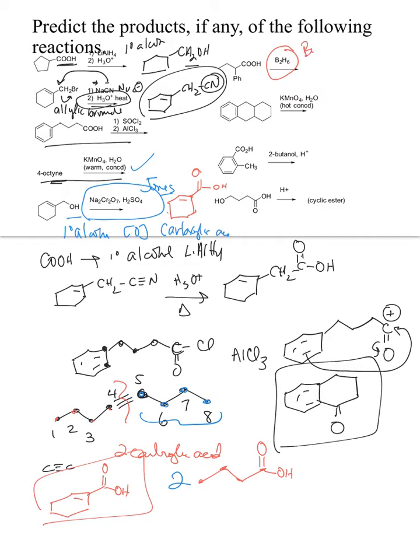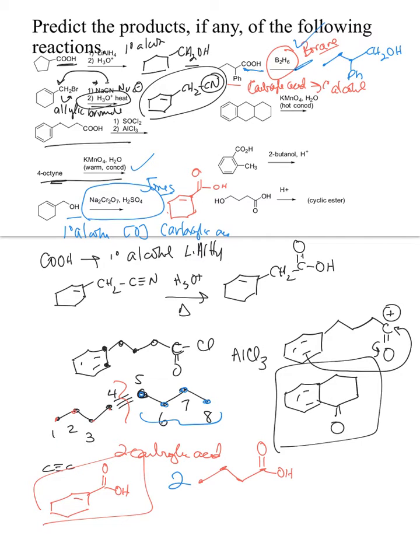Okay, the next one here, this is a new reagent. It's borane. Boranes are really nice because they will reduce carboxylic acids to a primary alcohol. So it will reduce this carboxylic acid to a primary alcohol. So you have the phenyl group there, and then this is CH2OH. You need to remember that. You will see that again.